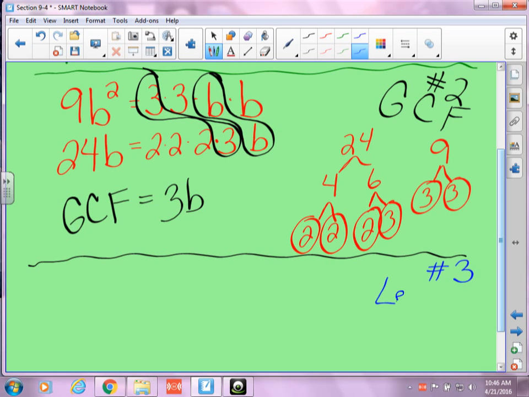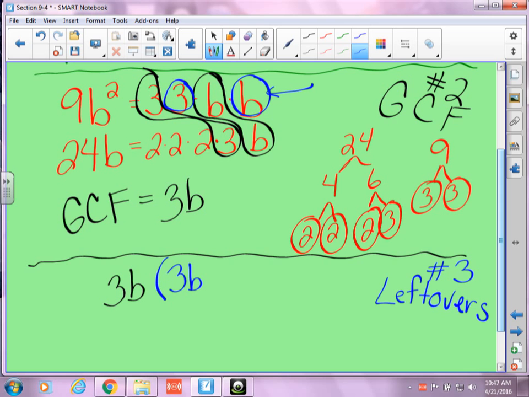Okay. So now step 3 is, I call it the leftovers. And it sounds really stupid, but it's the thing you'll remember. Okay. So what goes out front? 3b. And then I'm going to do a parenthesis. What's my leftovers in the first term? 3b. Leftovers is the 3 and the b. And I'm just doing this for notes. I wouldn't actually circle those in the problem. They might become confusing for you.